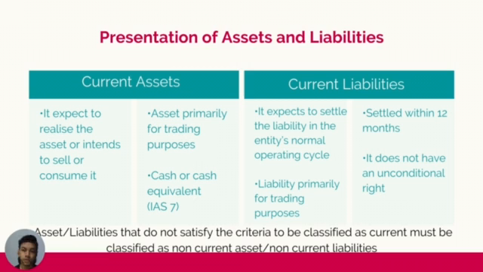And how can we determine current liabilities? It is expected to be settled in the entity's normal operating cycle, and the liability is held primarily for trading purposes. The liability needs to be settled within 12 months. And lastly, the entity does not have an unconditional right to defer settlement. So if the asset or liability does not satisfy the criteria of current, it must be classified as non-current asset or non-current liabilities.